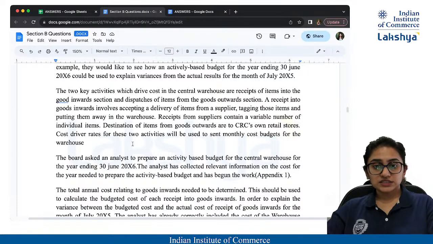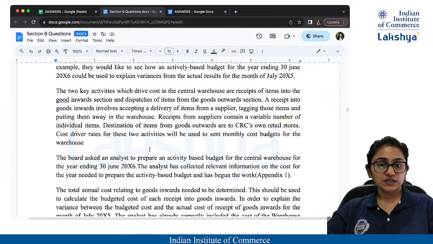The two key activities which drive cost in the central warehouse are receipts of items into the goods inward section and dispatches of items from the goods outward section. A receipt into goods inward involves accepting a delivery of items from a supplier, tagging those items and putting them away in the warehouse. Receipts from suppliers contain a variable number of individual items. Destinations of items from goods outward are to CRC's own retail stores. Cost driver rates for these two activities will be used to set monthly cost budgets for the warehouse.